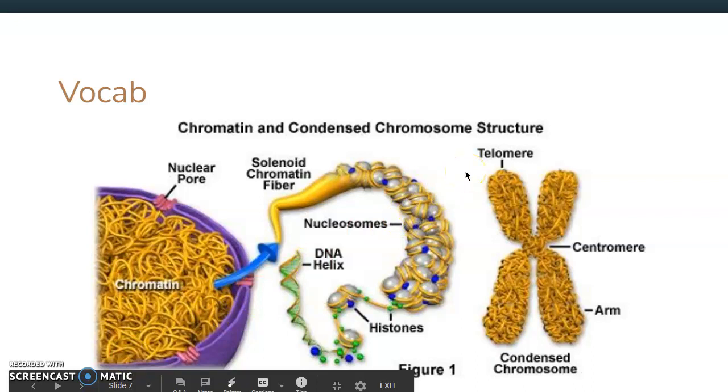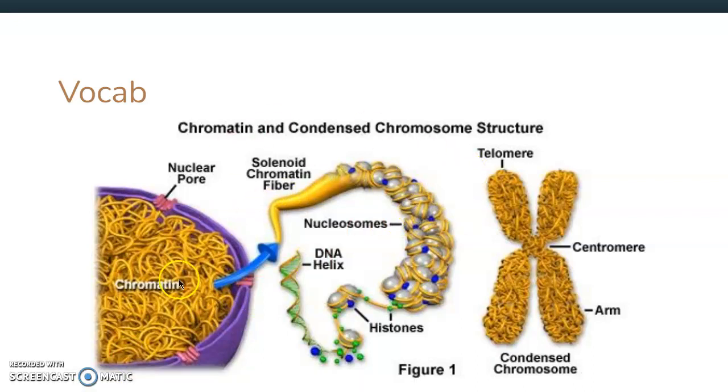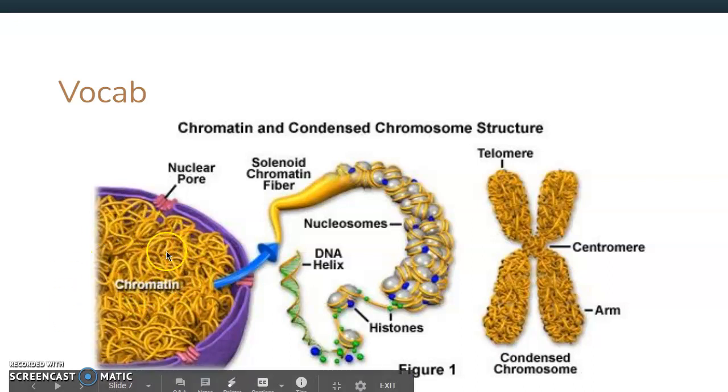Some important vocab stuff. This picture, I think, does a good job. We're going to be talking about chromatin. Chromatin is kind of this noodle-looking part. It's actually all of our DNA kind of spread out inside of our nucleus. So this is all chromatin. The other thing we're going to be talking about is a chromosome. Our chromosomes kind of look like these X's, and the middle of them are called centromeres.